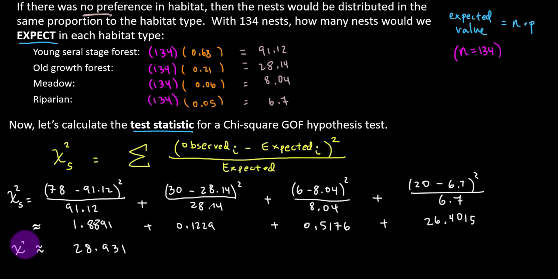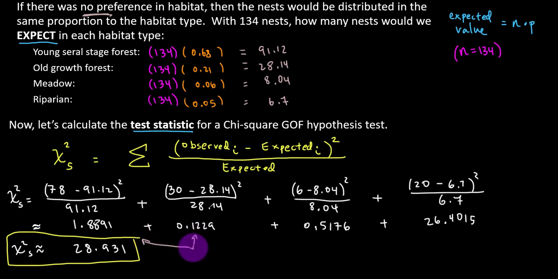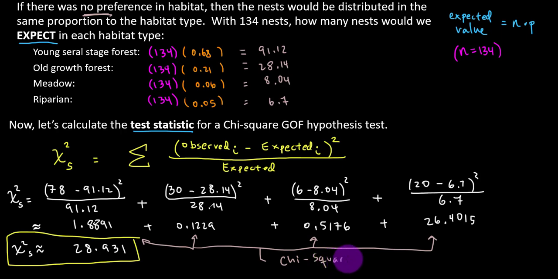So our chi-square test statistic is about 28.93. This test statistic was the result of these four values added up. These terms, there are four terms here, are called chi-square contributions to the test statistic, and more on that in a few moments.